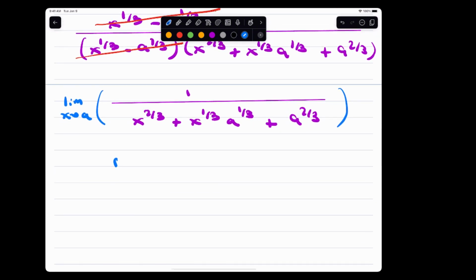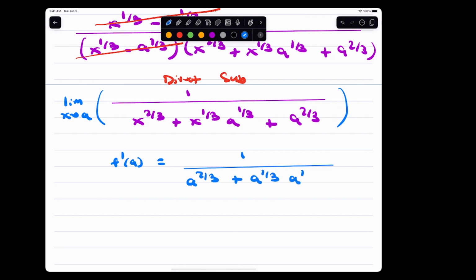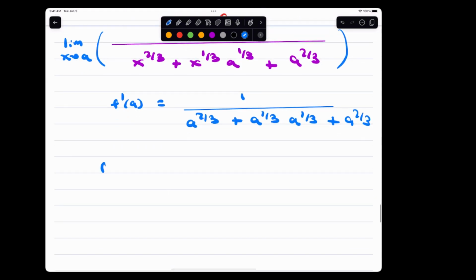Anyway, what are you guys free to do now? Now use your direct sub. What happens when you use direct sub now? What do you get? This is 1 over a to the 2/3 plus a to the 1/3 times a to the 1/3, plus a to the 2/3. And what does that even give you now, ladies and gentlemen? Remember, this portion here, what does it mean you have now? This is now a to the 2/3.